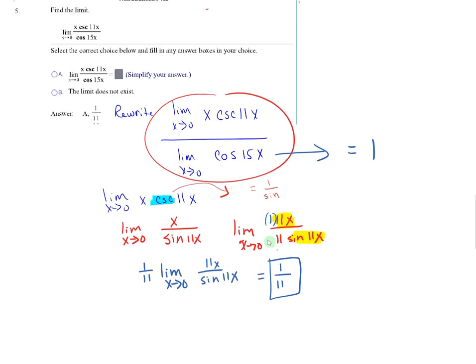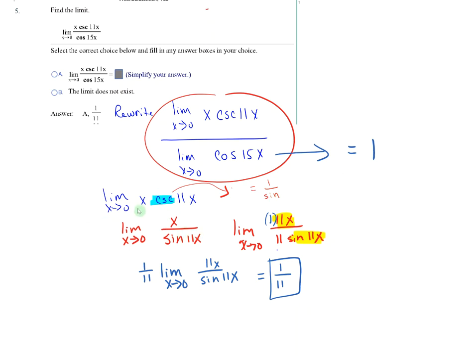Number 5. Find the limit as x approaches 0 of x cosecant 11x, with cosine 15x on the bottom. Now what we have to realize is we can plug in 0 down here. And when we do, we put in 0 there, so you have cosine of 0. That's just 1. So now our problem goes from having a denominator to the limit as x approaches 0 of x cosecant 11x. We have to remember cosecant is 1 over sine.